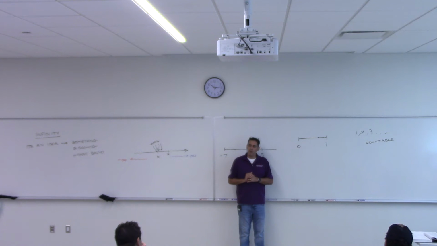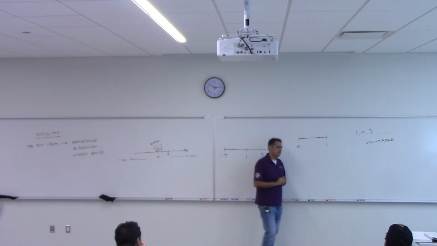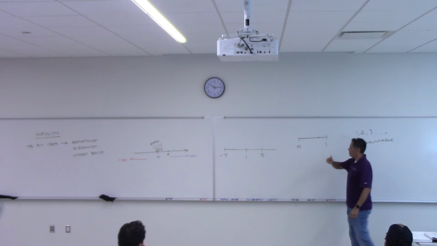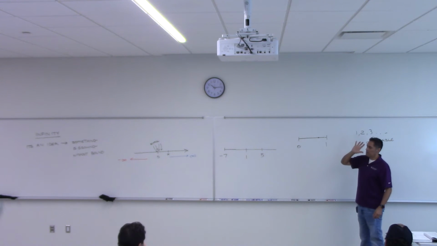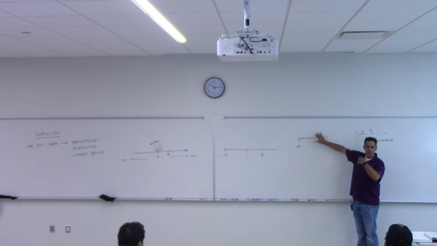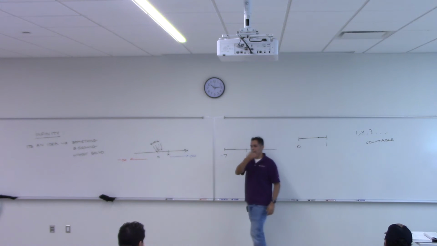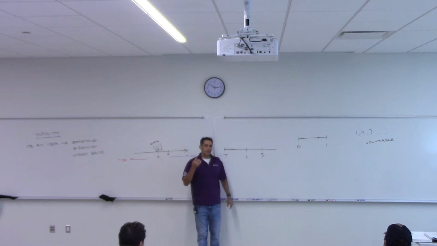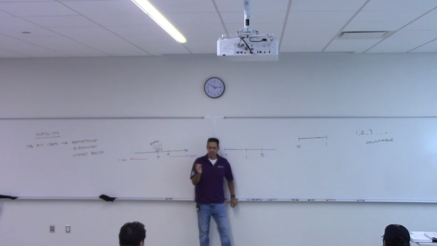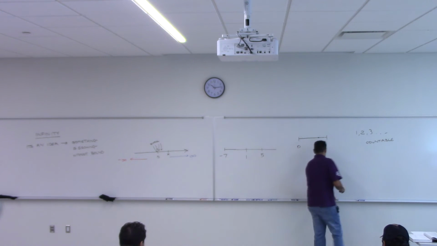Okay, let me ask you this. If you were to close your eyes and reach into this interval 0, 1 and grab a number in that interval, what do you think the probability is that you have a fraction in your hand? Just think about that for a minute. Think about all the fractions in here.